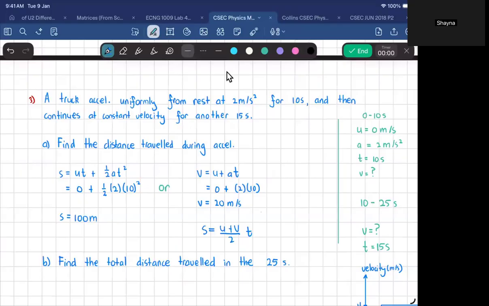Let's see. So S would be equal to U. We know that U is what? What's U? U is 0. V is 20, over 2, by time. We know time is 10. 2 into 20 is 10. 10 by 10 is 100. Yeah, so we get the answer. That's another way you could do it.